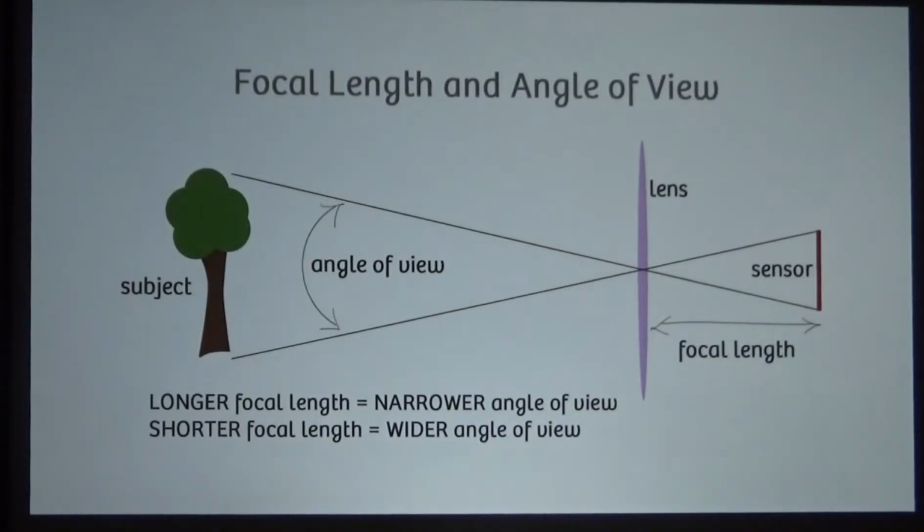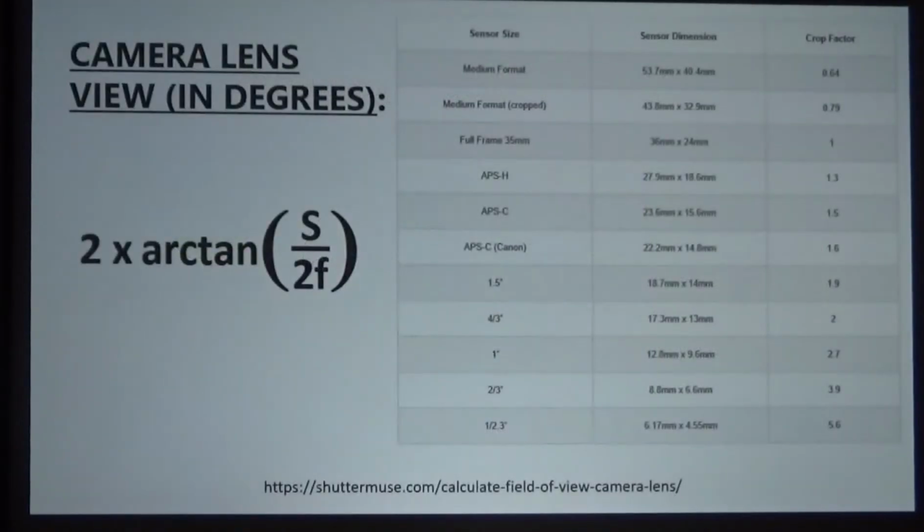Same thing, we've got a fixed sensor, so the longer the focal length of the lens in front of it, the narrower the angle of view you're going to be able to see with that shot, okay? So here's the formula for those of you that love math. It's very simple. S is your sensor dimension in millimeters. F is your focal length.